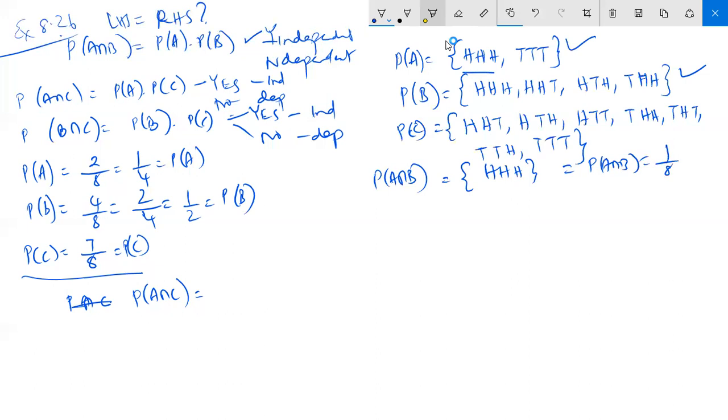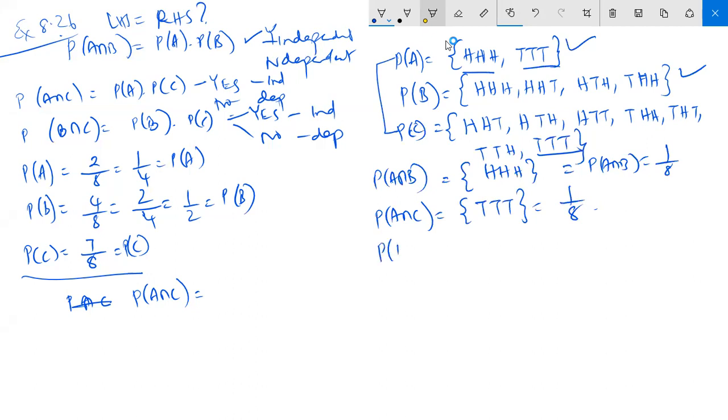Okay. Then let us do P of A intersection C. We'll try now. This two. HHH is not coming. TTT is not coming. So nothing is there. TTT is there. So again, P of A intersection C is equal to, TTT is there. Therefore, that also equals 1 by 8.